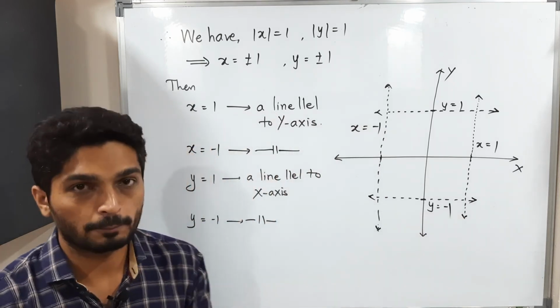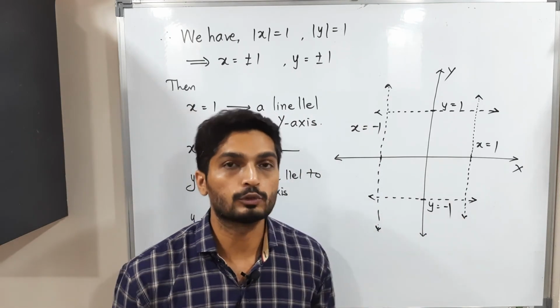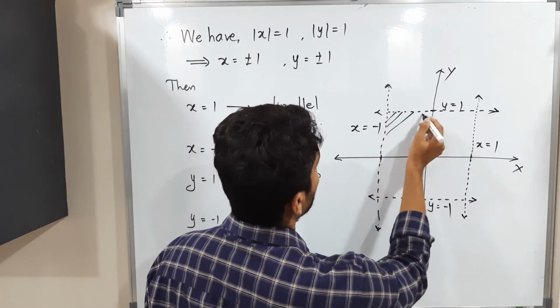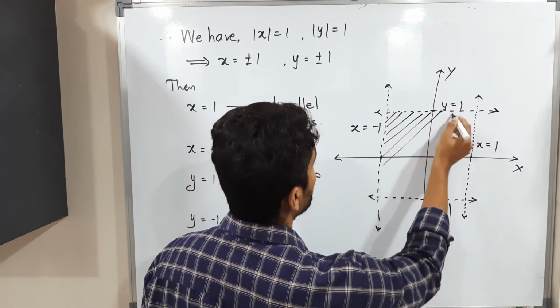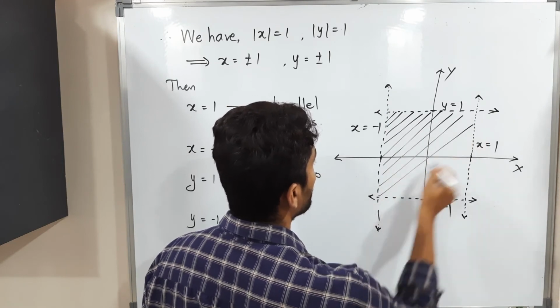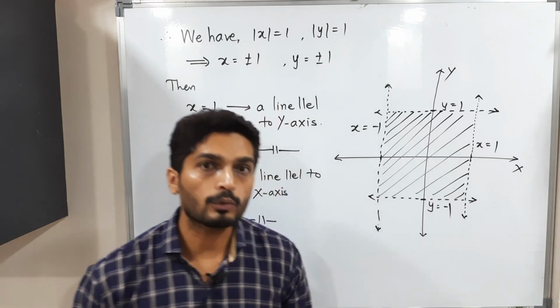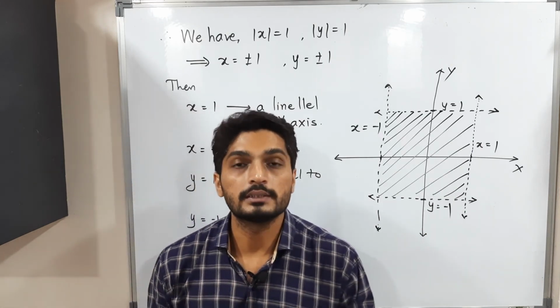So that means the region is bounded by these 4 lines. So this is the given region. You can see on the screen now. The region is bounded by these 4 lines. What do you think? Do we have to consider the boundary or not? We cannot consider the boundary here.